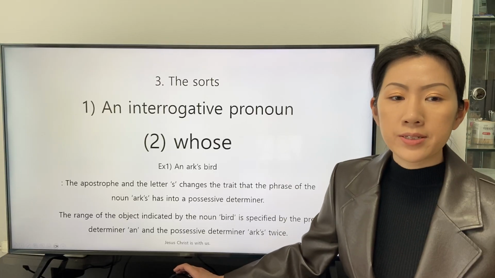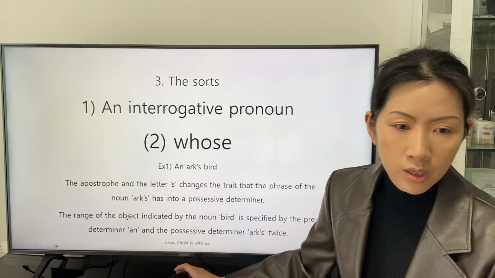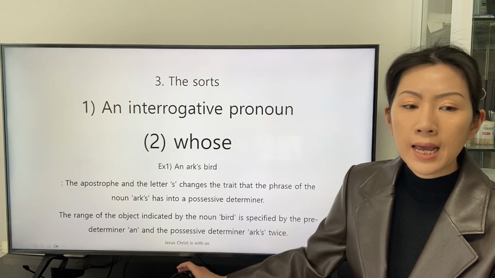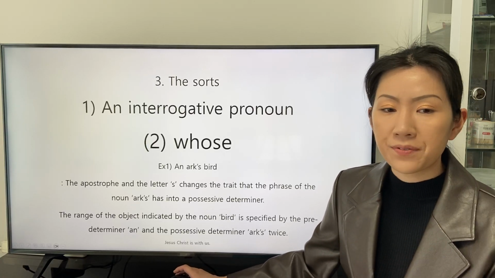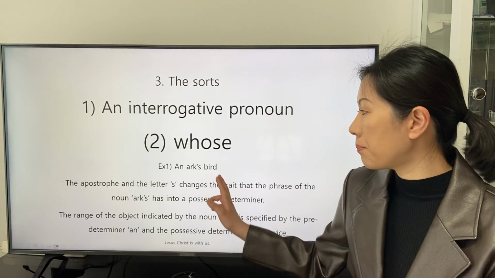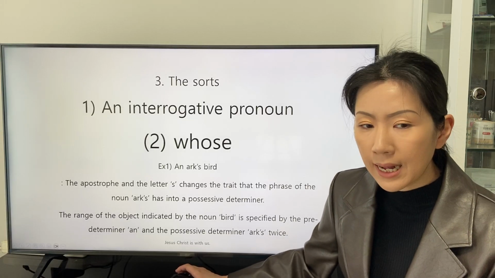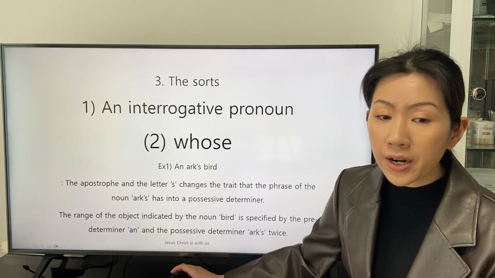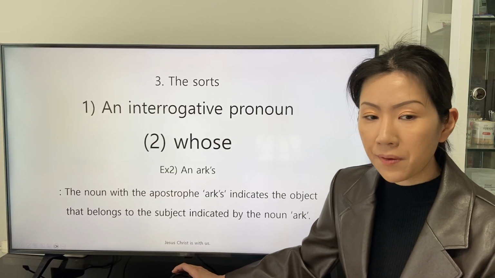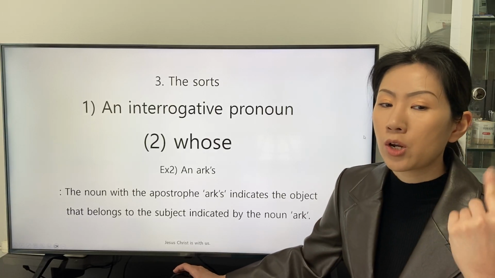Let's study the first example. On ark's bird, the apostrophe and the letter s change the trait that the phrase of the noun ark has into that of a possessive determiner. The range of the object indicated by the general noun bird is specified by the predeterminer on and the possessive determiner ark's. In this example, the noun with the apostrophe, ark's, indicates the object that belongs to the subject indicated by the general noun ark.